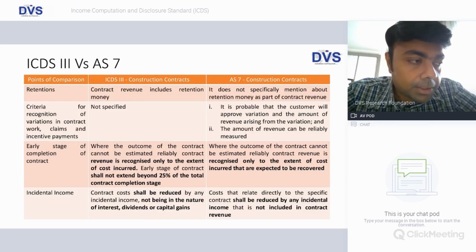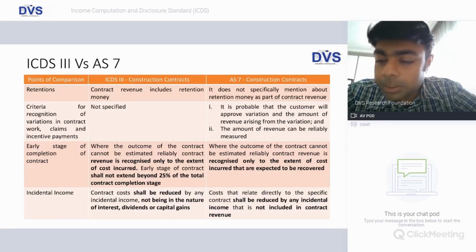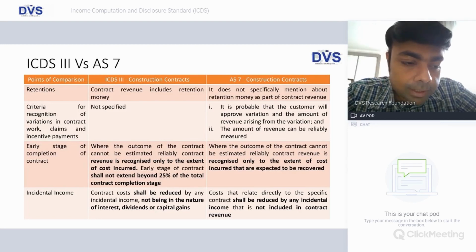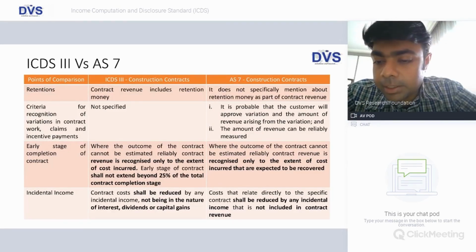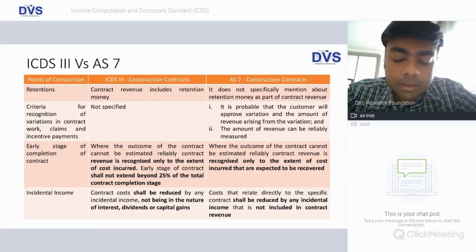Early stage completion. So until the contract is 25% complete, it is deemed that your contract revenue equals contract costs. Here there is no percentage. It is recognized only to the extent of costs incurred that are expected to be recovered in the earlier stages. Incidental income. Contract cost shall be reduced by any incidental income which is not in the nature of interest, dividends, or capital gain.